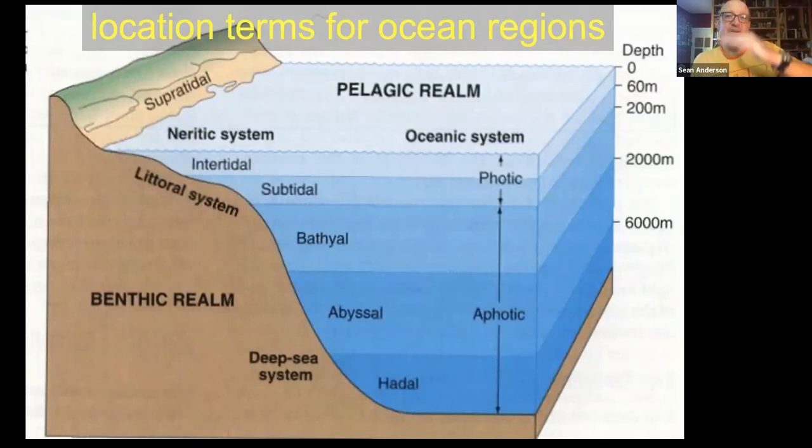And then we can go farther, and then we can hit the area where we just don't get any light at all. And so there's the photic zone, the lighted zone, and the aphotic zone, or the dark zone, where there's essentially no sunlight penetrating. And all this stuff, the aphotic zone, the abyssal, the hadal, we usually refer to those regions as the deep sea.